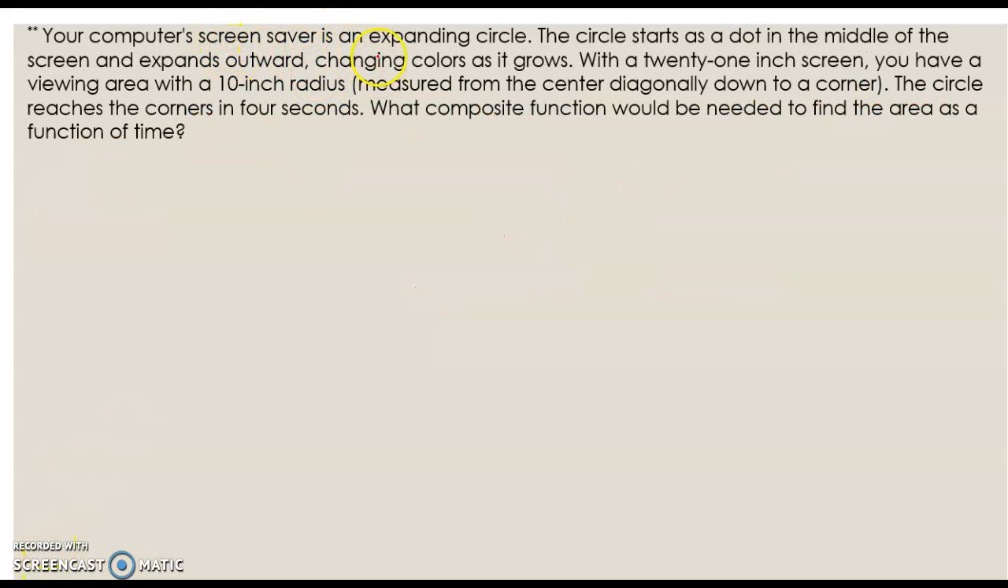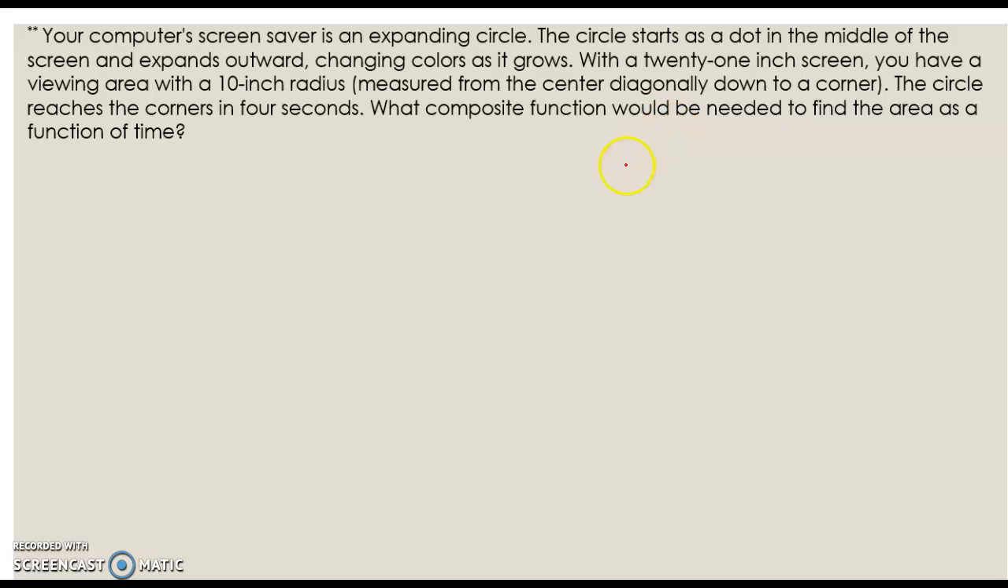Okay, your computer screensaver is an expanding circle. The circle starts as a dot in the middle of the screen and expands outward, changing colors as it grows. With a 21-inch screen, you have a viewing area with a 10-inch radius, measured from the center diagonally down to the corner. The circle reaches the corners in 4 seconds. What composite function would be needed to find the area as a function of time?